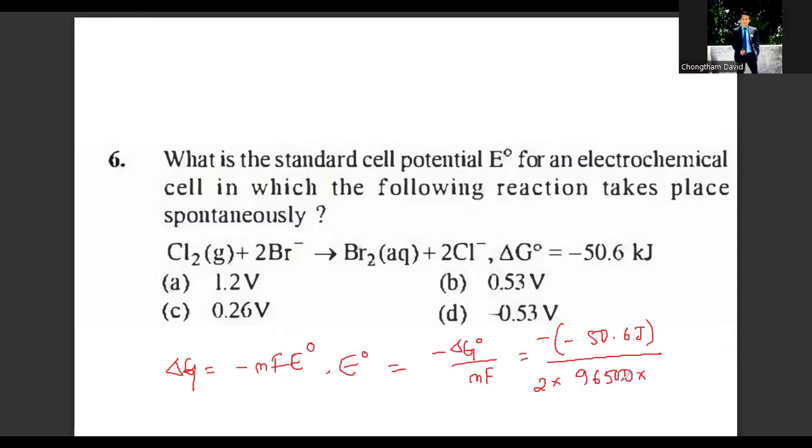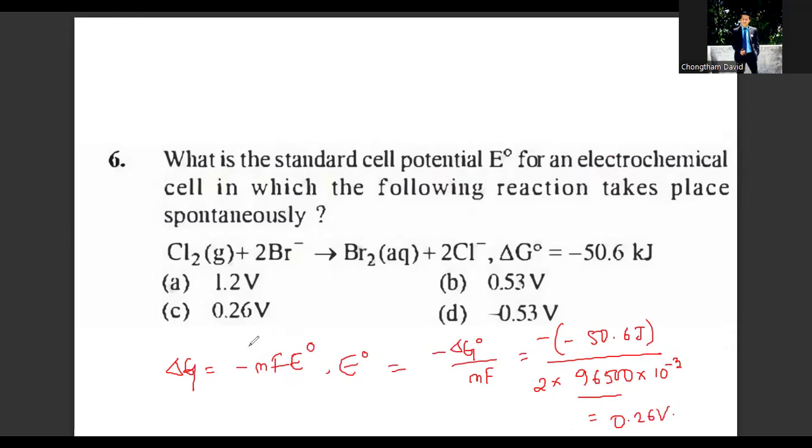Then the Faraday constant. You should know this Faraday constant is derived from the multiplication of 1 mole, the Avogadro's number, and the charge of an electron, which is 96,500. Now multiply again with 10 to the power minus 3 to convert into the proper values. Simplify this, and you can get the answer.